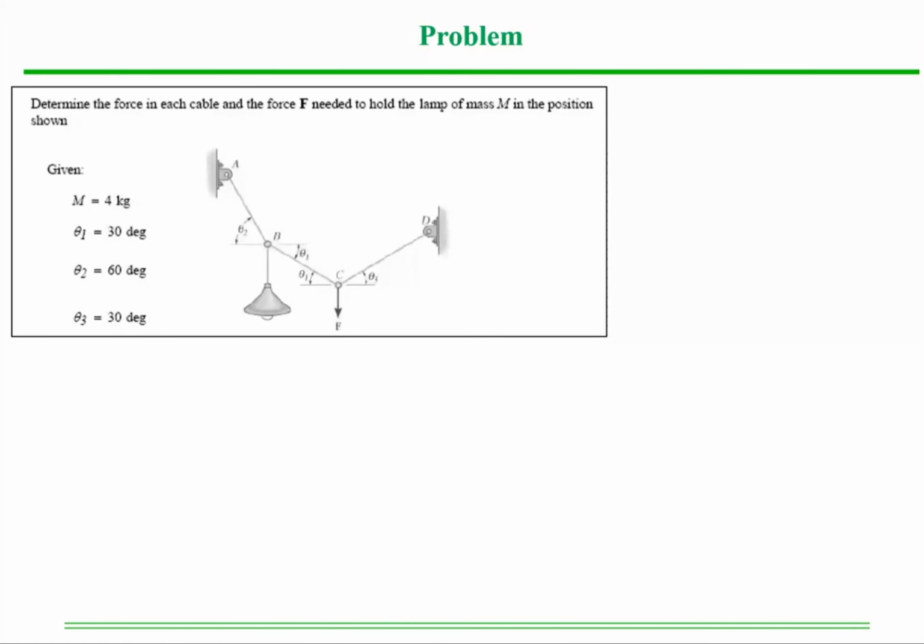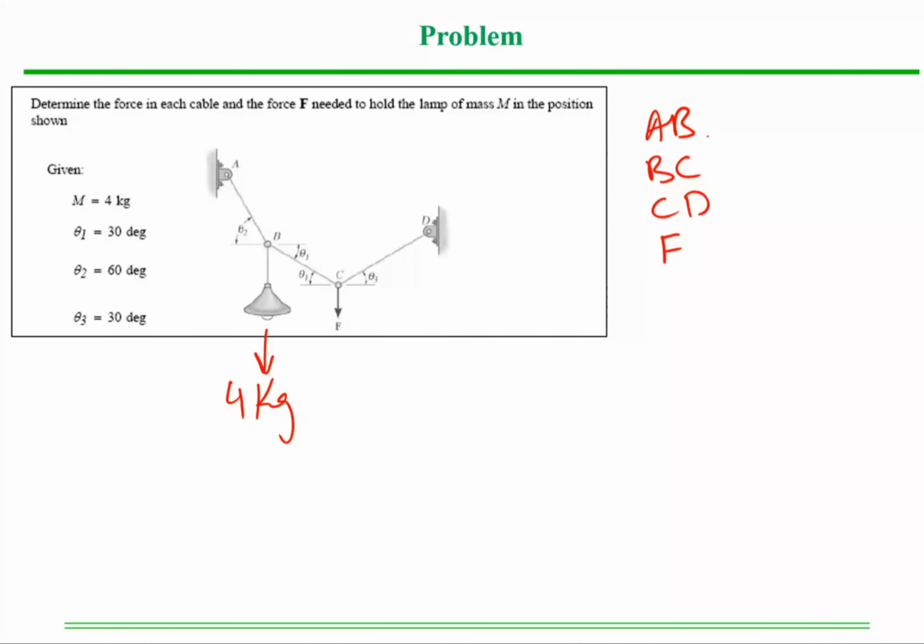It says here, determine the force in each cable and the force F needed to hold the lamp of mass M, which is 4 kg. So we need to determine the force in each cable. We need to find AB, BC, CD, and F. Four unknowns we need to find.